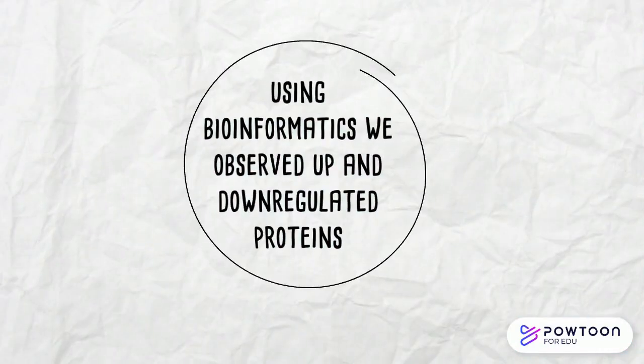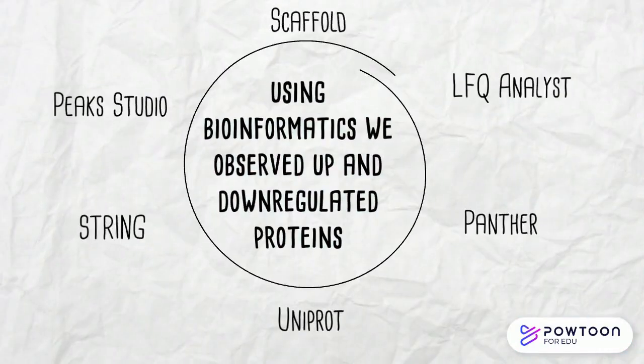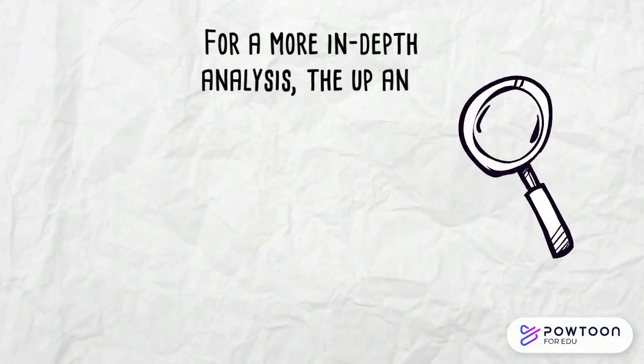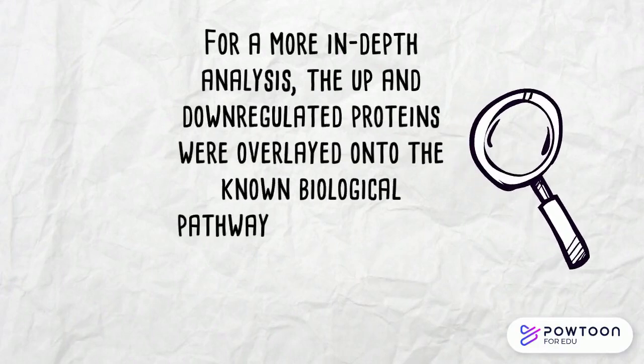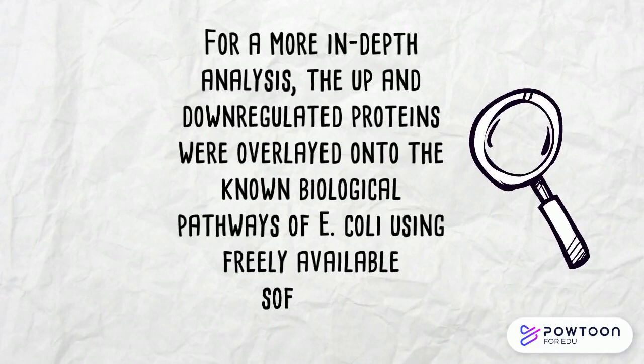Bioinformatic tools such as Peak Studio, Scaffold, LFQ Analyst, String, UniProt, and Panther observed a range of up and down regulated proteins. But for a more in-depth analysis, the up and down regulated proteins were then overlaid onto the known biological pathways of E. coli using freely available software.